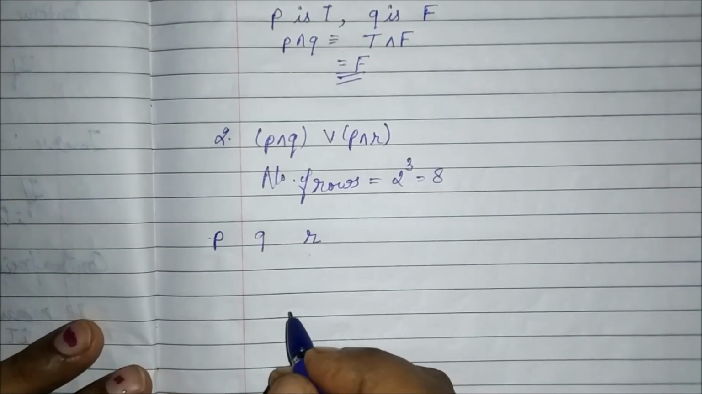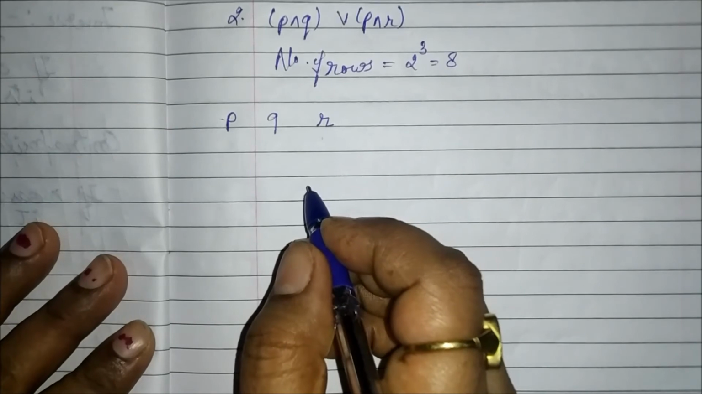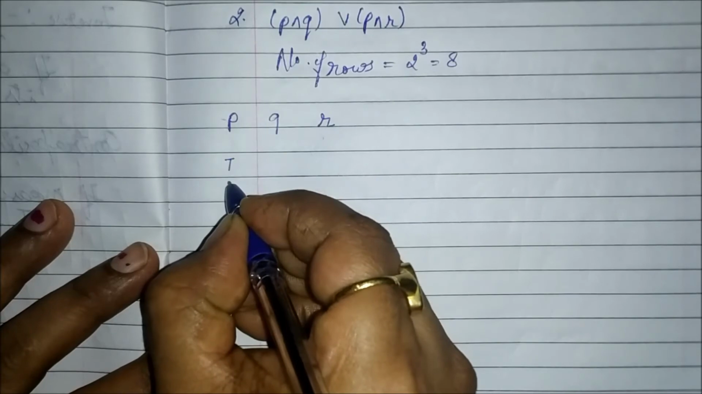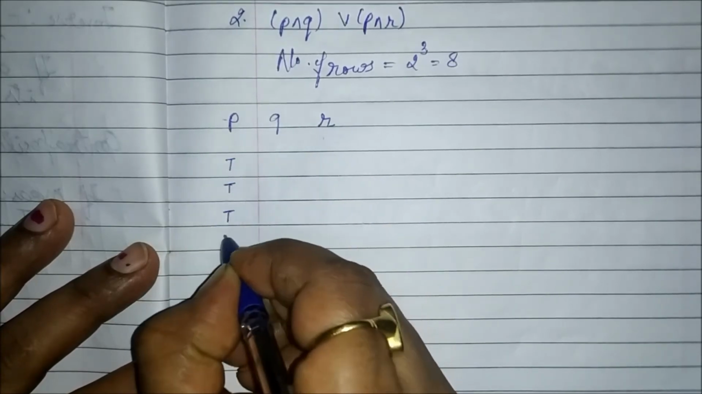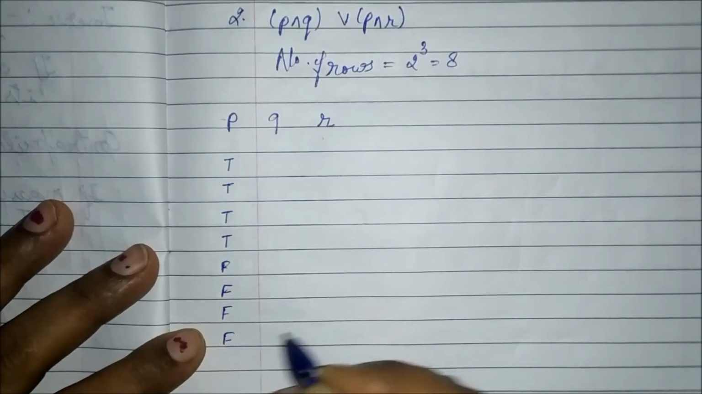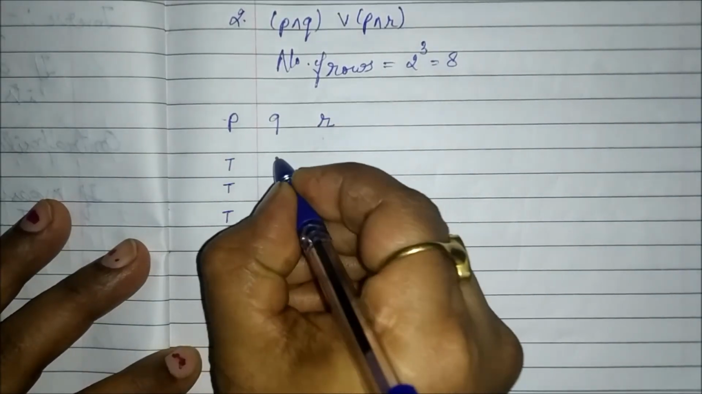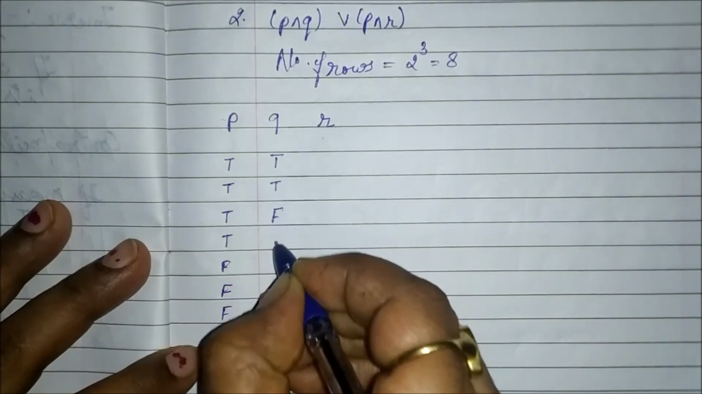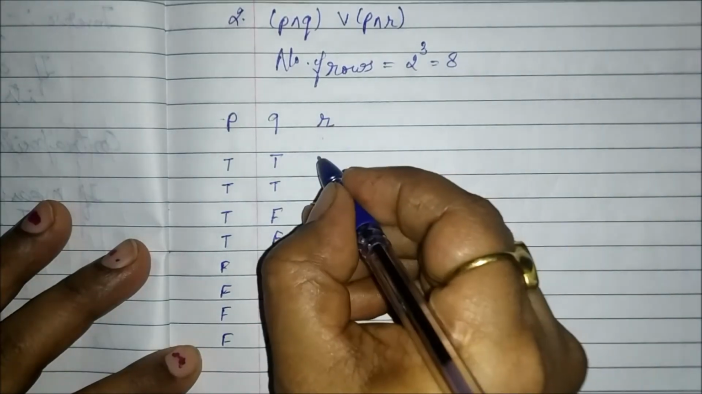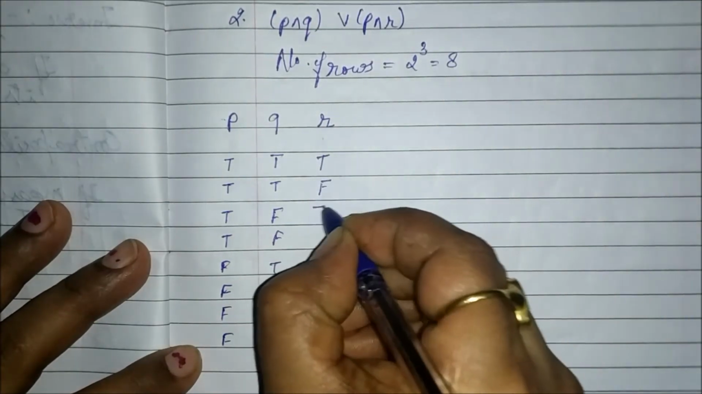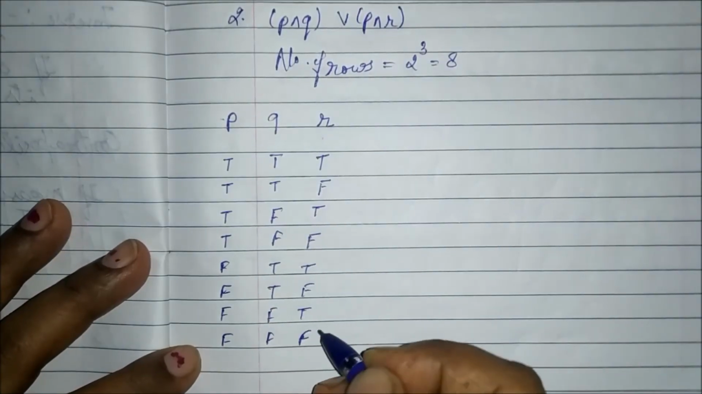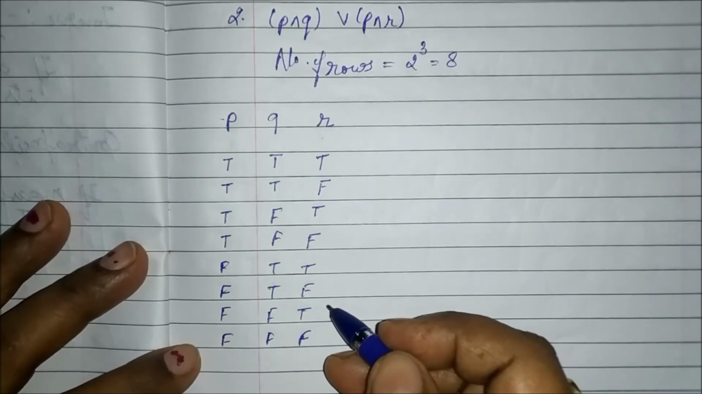Now firstly we will write the values of P, Q, R. P is having true 4 times, then 4 times false. Then Q, 2 times true, 2 times false. Proceeding like that, for R, 1 true, 1 false, 1 true, 1 false, 1 true, 1 false, 1 true, 1 false. So these are the values of P, Q, R.